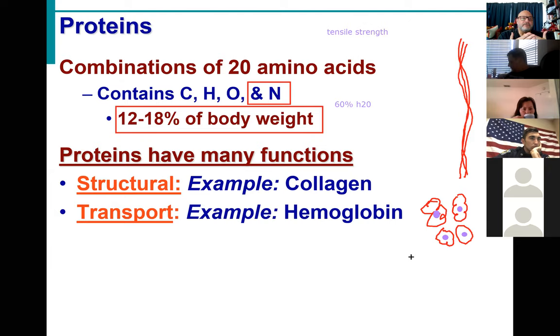Rust. Rust, absolutely. And what color is new rust? All right, new rust sounds silly. What color is rust when it first forms? Orange. Yeah, orange is a reddish color, exactly.